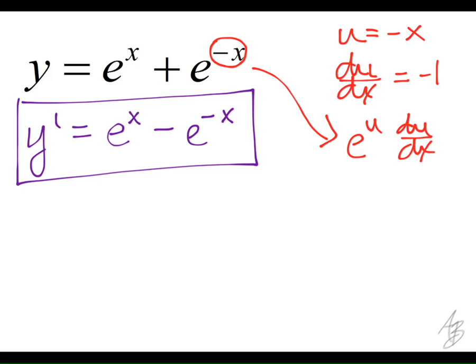Yeah, it's just really confusing. It's okay. So then, replacing the u's with x's, it would be e to the negative x times negative 1, which would be negative e to the negative x.